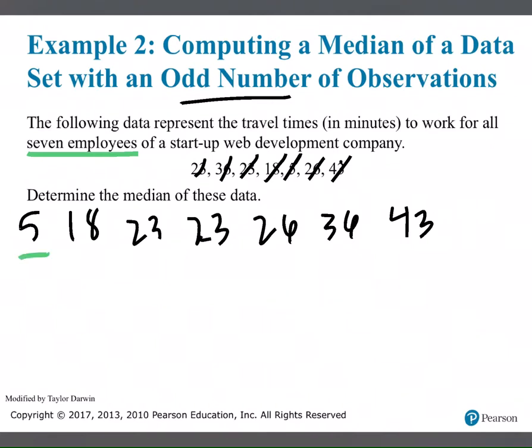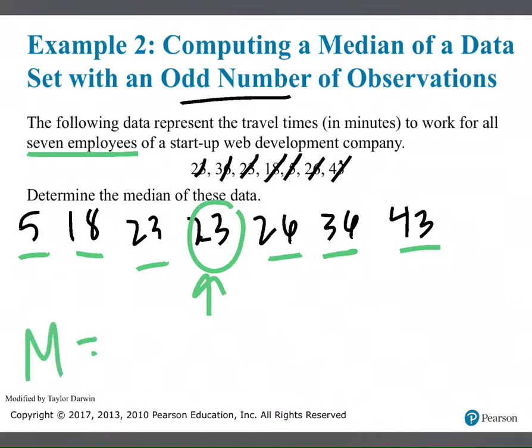Or what a lot of people do is they take some from each side till they get to the middle. So 1, 1, 2, 2, 3, 3. Okay, that's my middle number. So my median is 23.